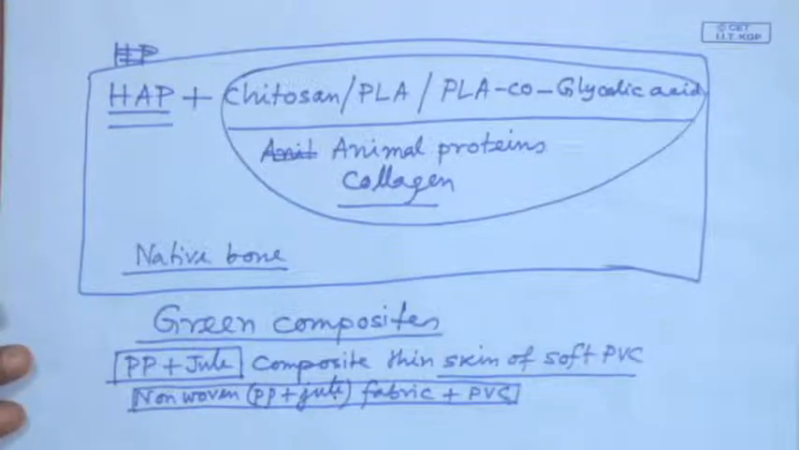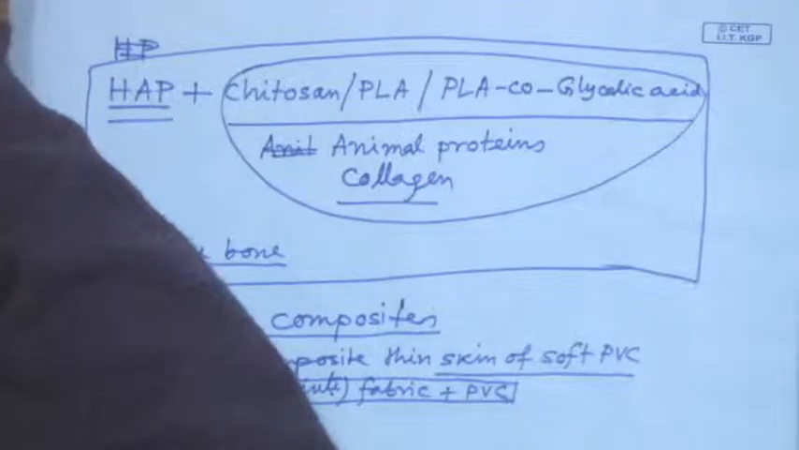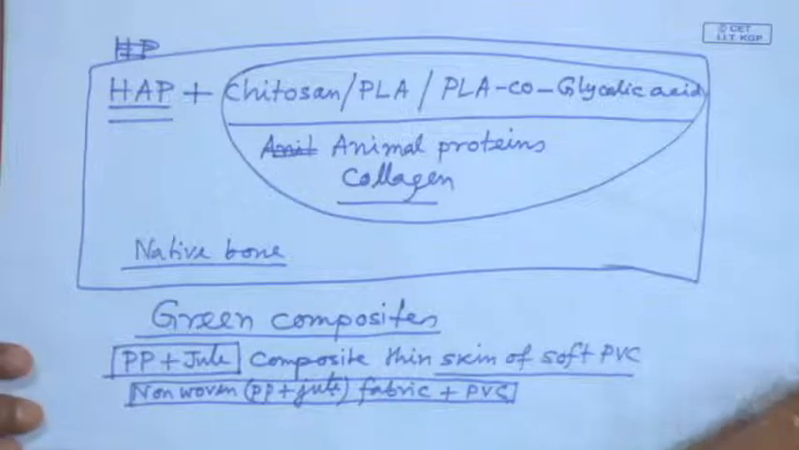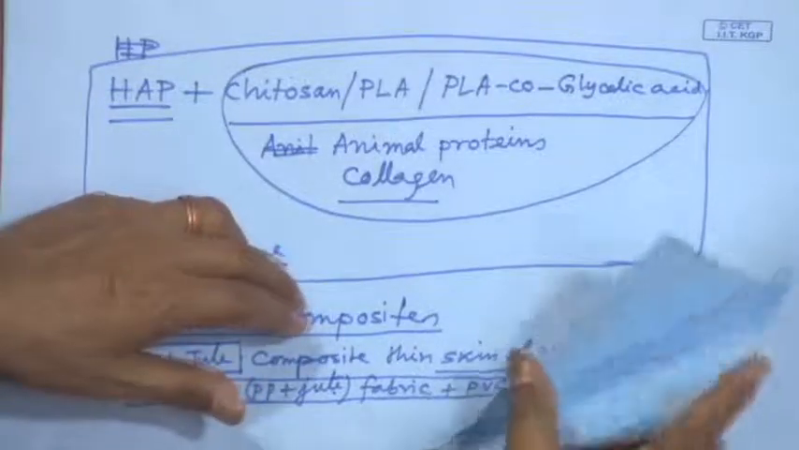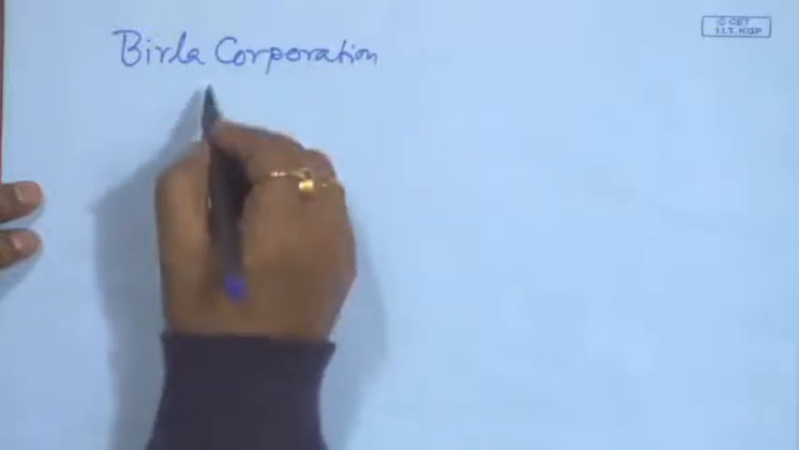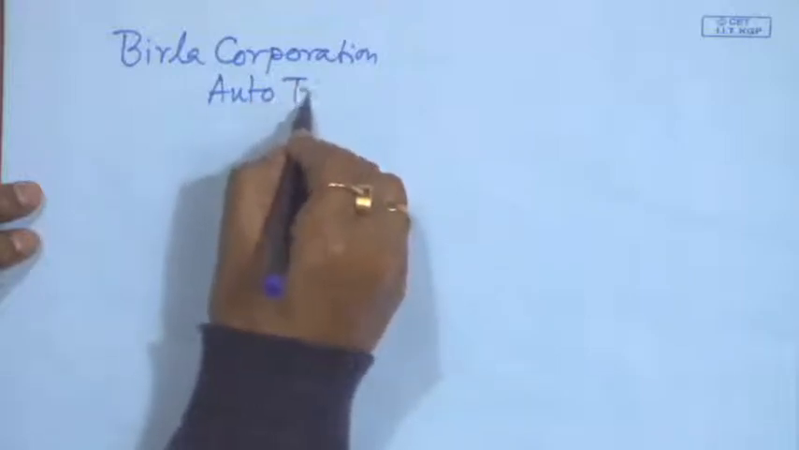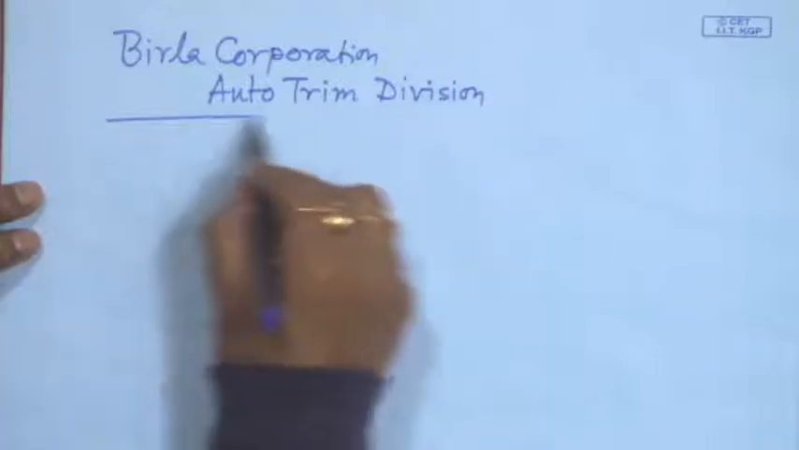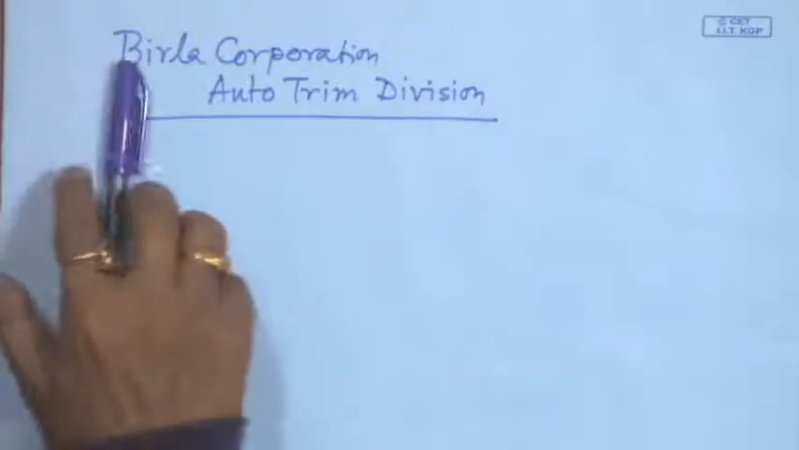So, that gives a very good aesthetic finish with different colors and textures that are being manufactured in our country. One industry I have seen manufacturing this is Birla Corporation. They have one auto trim division. They are making such types of composites for application in automobile interiors.